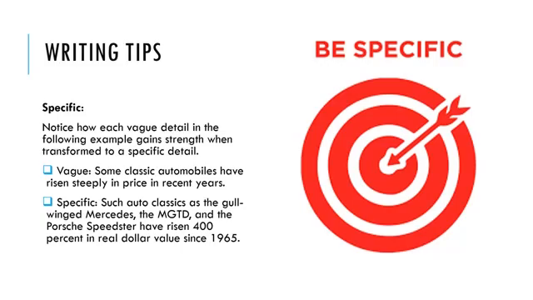How expensive is it? But using a specific example like this: such auto classics as the Gullwing Mercedes, the MGTD, and the Porsche Speedster have risen 400% in real dollar value since 1965. So it's really clear which classic automobiles, how high they've risen, and in recent years from when. It's already very clear in the second example. You have to be specific about what you want to write.